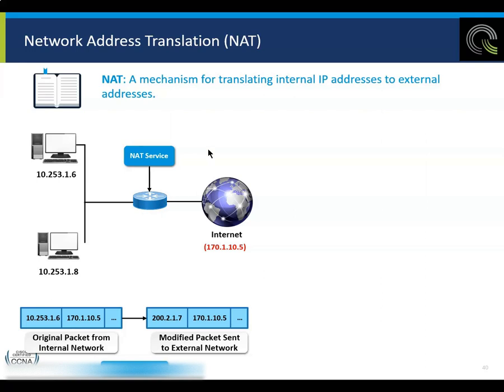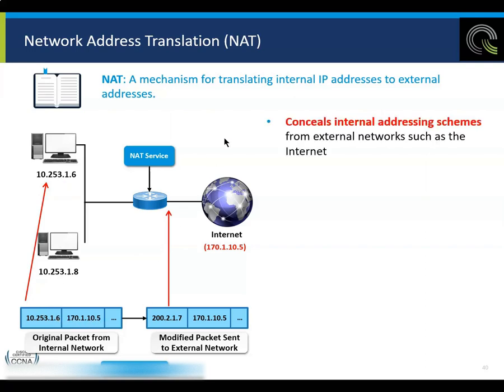So NAT is a mechanism for translating the internal IP addresses to the external addresses. And when we're talking about internal addresses here, we're presuming that we're using private addresses. And this one's showing the 10 network is going to translate it to the 170 network. It conceals the internal addressing schemes. And this is one of the things that a number of security specialists don't like about IPv6. IPv6, everything's public. Everything that we use is a global address, a public address, a routable address. These private IP addresses are not routable, and they should never be seen on the internet.